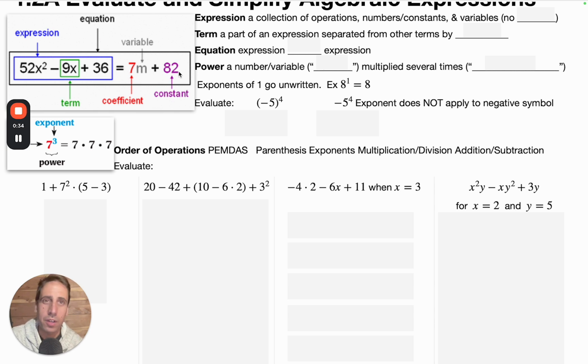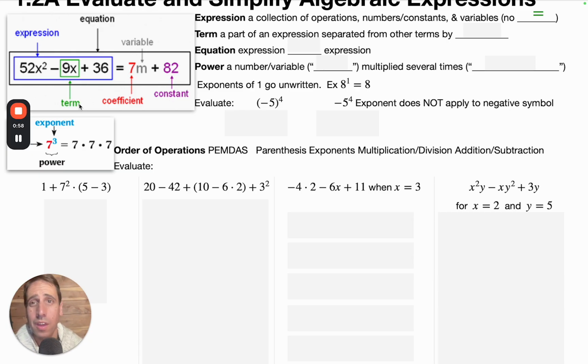It's a collection of operations, numbers and constants, and variables. There are no equal signs. So you can see right here in this blue box, that's exactly what you have, a collection of operations like multiplication and exponents, and then you've got numbers or constants, like 82 is a constant or a number, and then variables also. So you're going to collect them all together, and that's an expression.